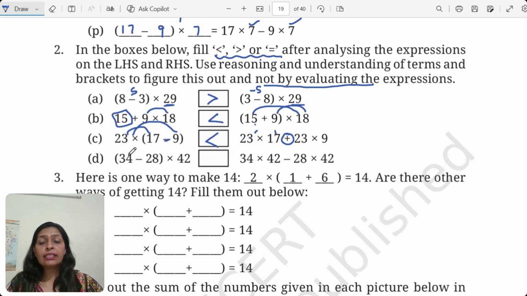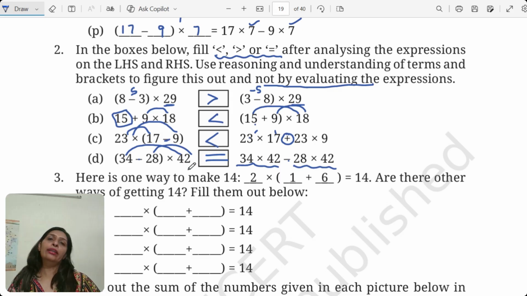Now in the D part, it is 34 minus 28 multiplied by 42. Just again think of opening the bracket. If I open the bracket, how is it going to be? It is 34 multiplied by 42, which is the same, minus 28 multiplied by 42, which is here 28 multiplied by 42. So it means that both the expressions are going to have an equal value.